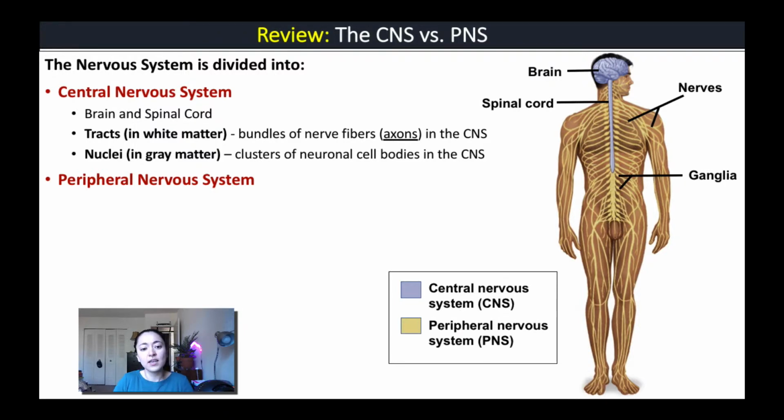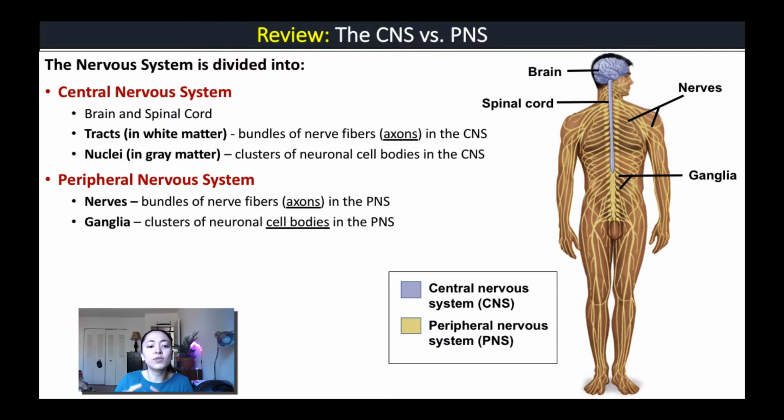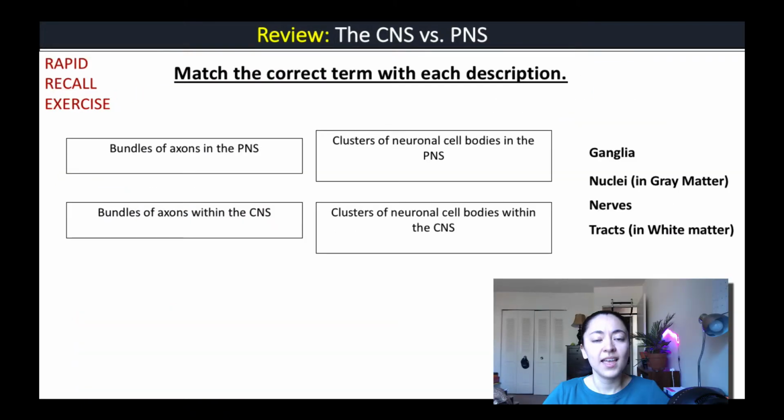Bundles of axons in the peripheral nervous system are called nerves, and clusters of neuronal cell bodies found in the peripheral nervous system are called ganglia. Therefore, ganglia are analogous to nuclei, and nerves are analogous to tracts. Now let's test your understanding of what we just covered. Pause the video and try to match the correct term with each description.